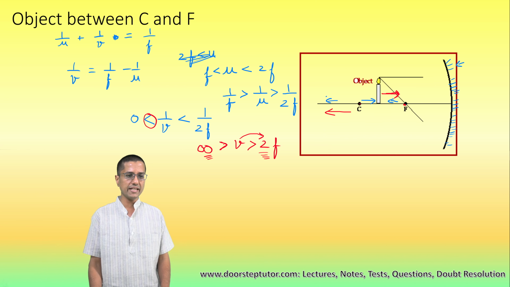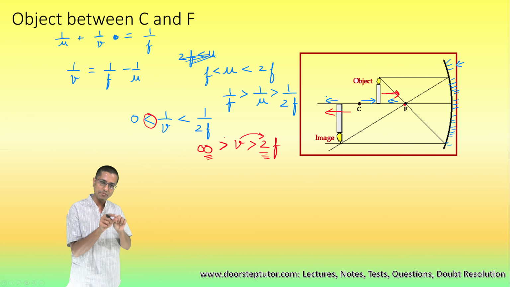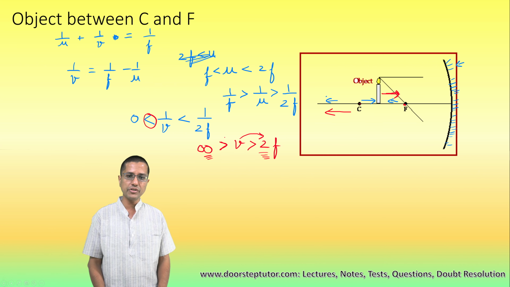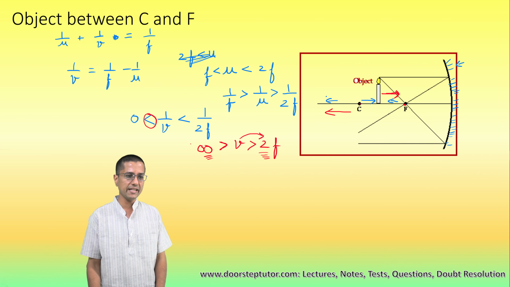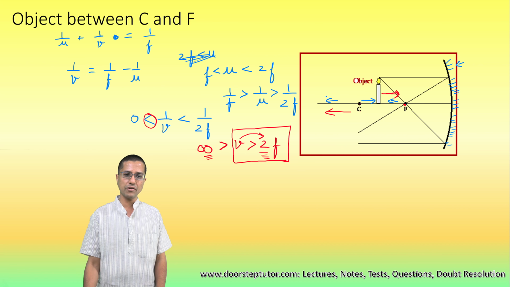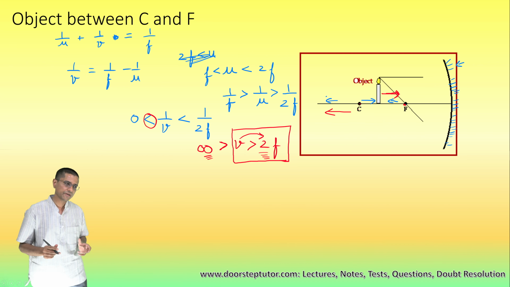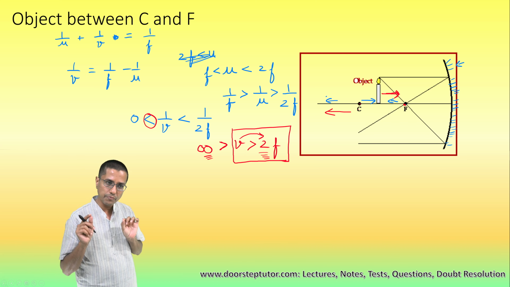So we can understand all of those details just by understanding this equation and this case a little bit. But the most important thing here is that my image is formed always greater than 2f. It's always beyond C if the object lies between C and F. And that is something that we have to remember.